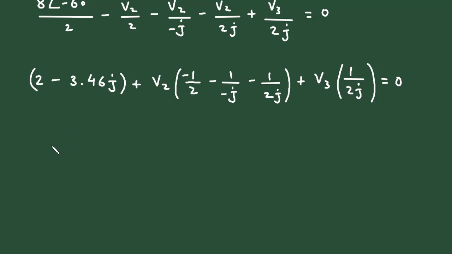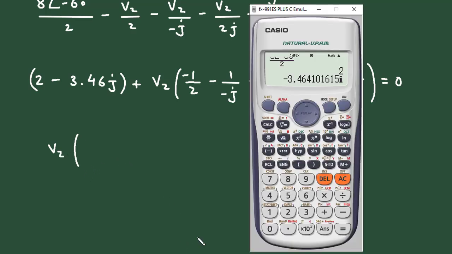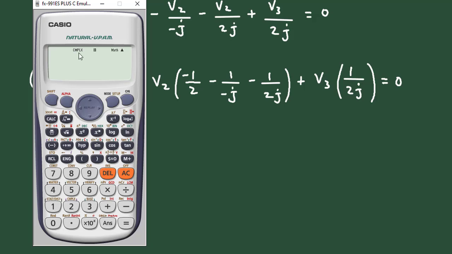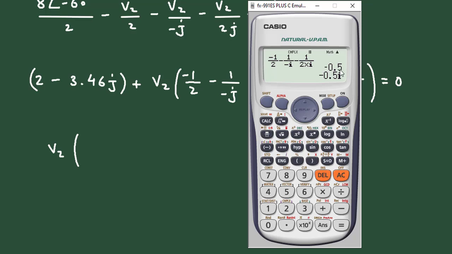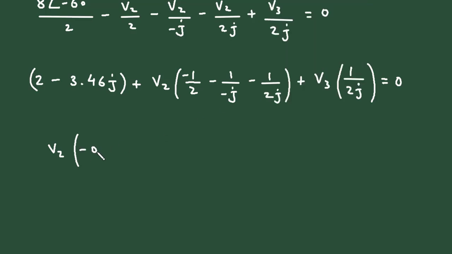Now this will be V2 in bracket minus 1 by 2 minus 1 by 2 minus 1 by minus J minus 1 upon 2 into J. So it is minus 0.5 minus 0.5 J minus 0.5 minus 0.5 J.